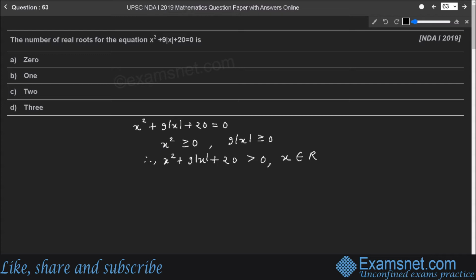So, the given equation has no solution. Therefore, the given equation has 0 solution. So, the correct option for this question is option number A.